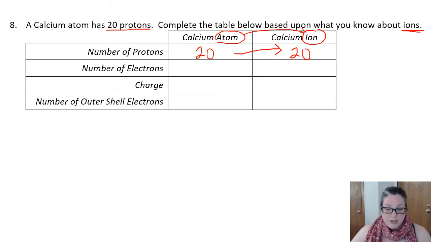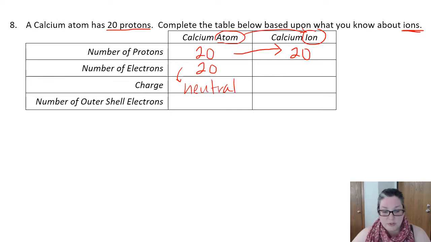Now with electrons, it's a little bit different because in an atom, the electrons equal the protons. So in the pure atom, we have 20 protons and 20 electrons, which gives it a neutral charge. It's not positively charged, it's not negatively charged, because protons are positive, as we know.